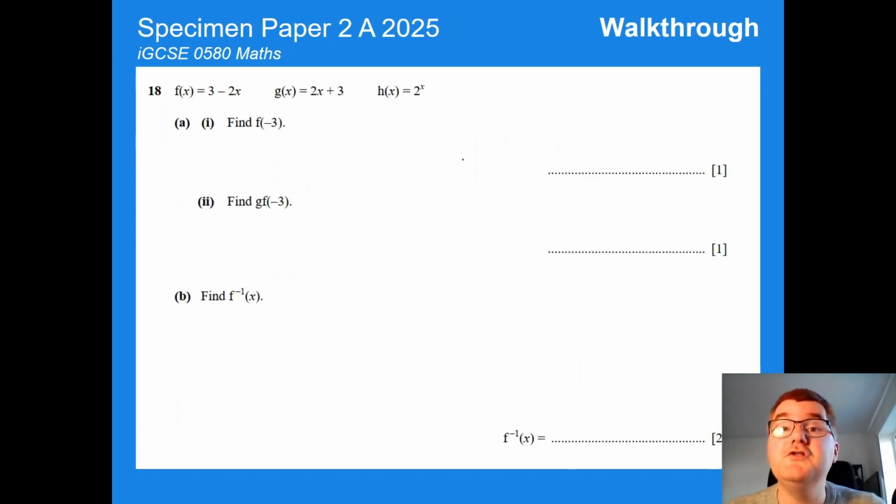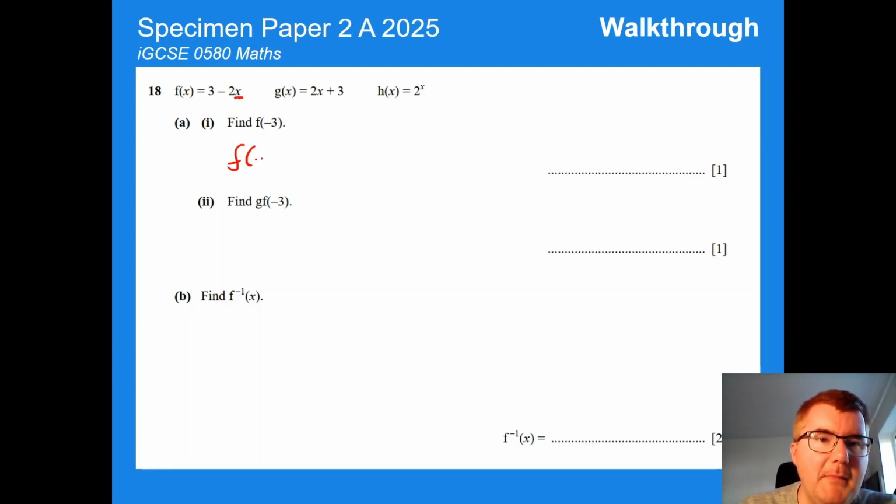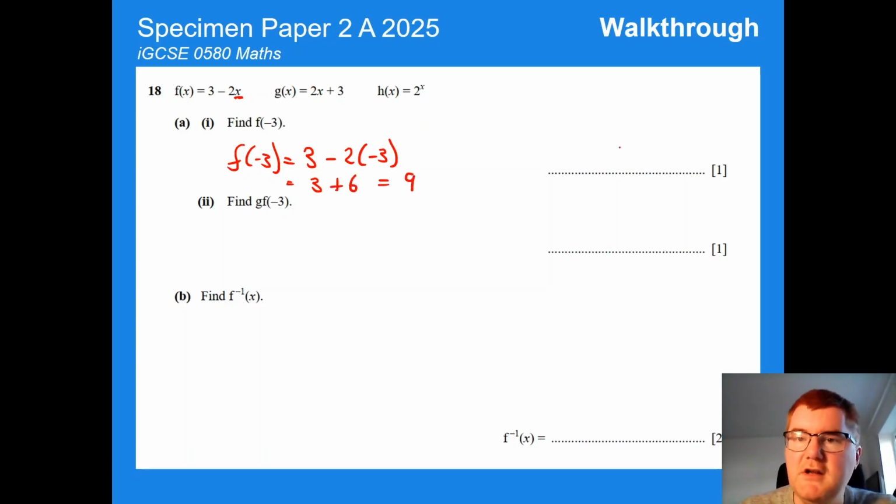Super. Okay, on to functions. Question 18 here. So we've got 3 functions to work with. First of all, we want to work out f of minus 3. So wherever I see an x in here, I'm going to put a minus 3. So 3 minus 2 brackets minus 3. So 2 minuses times together, minus 2 times minus 3 gives you positive 6, and 3 plus 6 is equal to 9. And now we're doing this composite function.